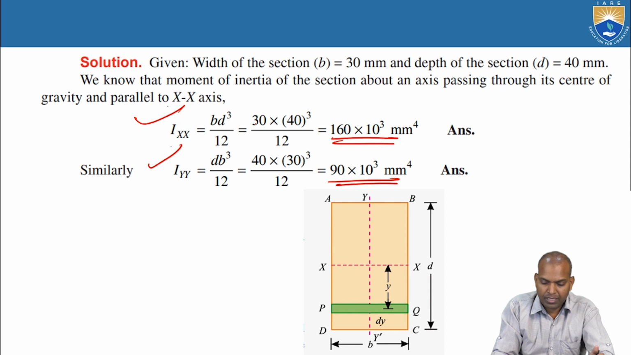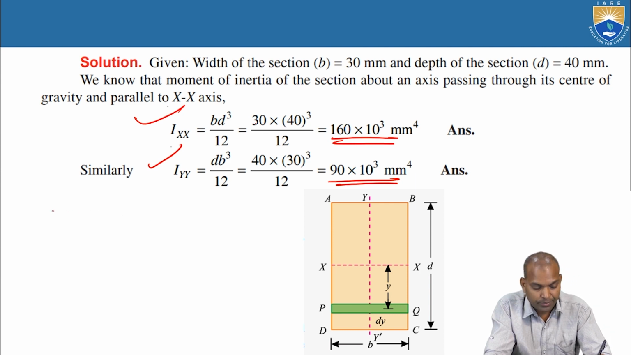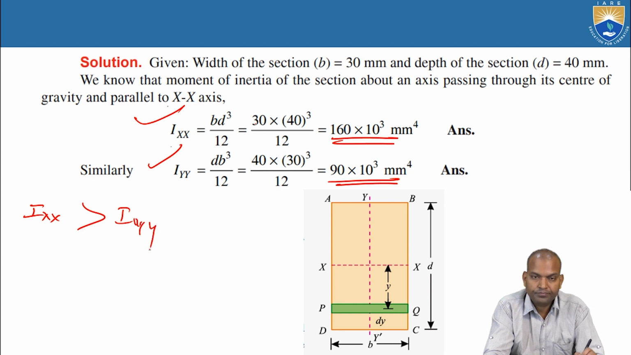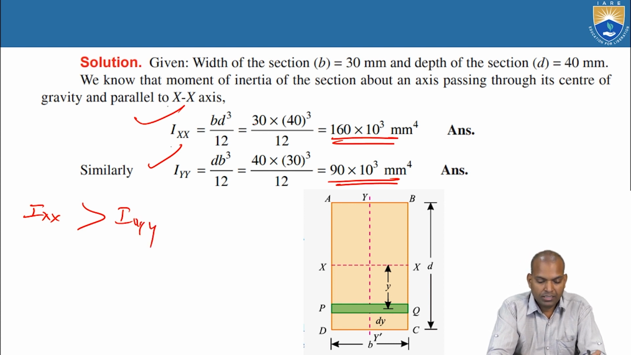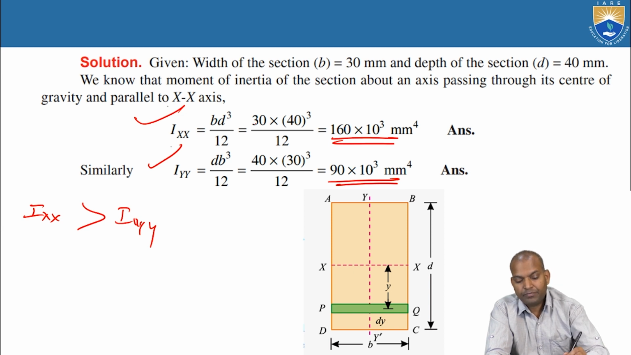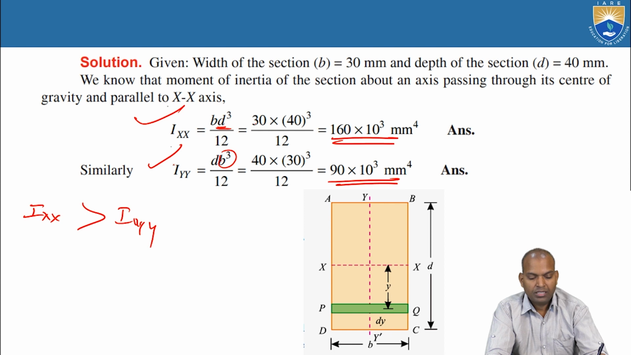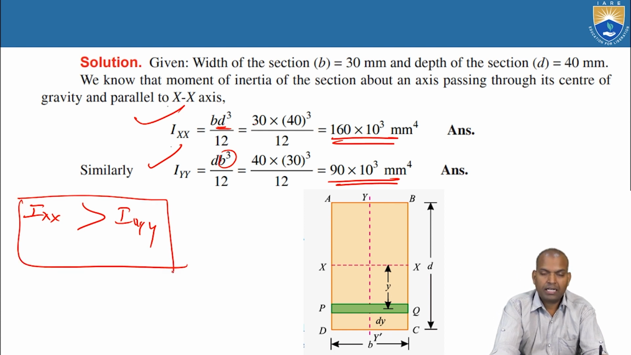We calculated these mathematically. Now the values of Ixx and Iyy, let us interpret them. The value of Ixx is greater than the value of Iyy. Why? In bd cube by 12, the depth is larger and enters as a cube in the case of Ixx, whereas in Iyy it is B that is cubed, and the value of B is smaller. That's why Ixx is greater than Iyy.